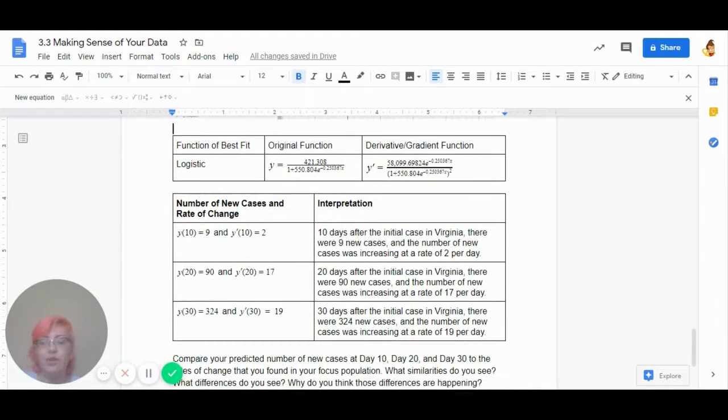Then you can look when we started plugging in those same day intervals to both the original function and the derivative or gradient function. At 10 days, we predict Virginia to have 9 cases. And actually, that number is increasing at a rate of 2 more per day. And that's at 10 days. At 20 days, we have 90 cases. And the number of new cases per day is increasing at a rate of 17 more new cases per day. At 30 days, 324. And we're still increasing. Remember, New York, the amount decreased. But in Virginia, we are still increasing.